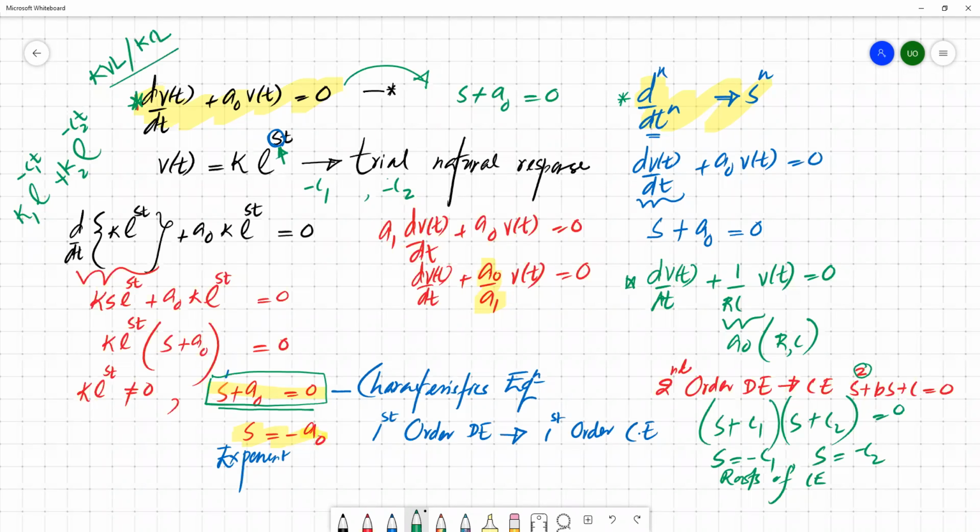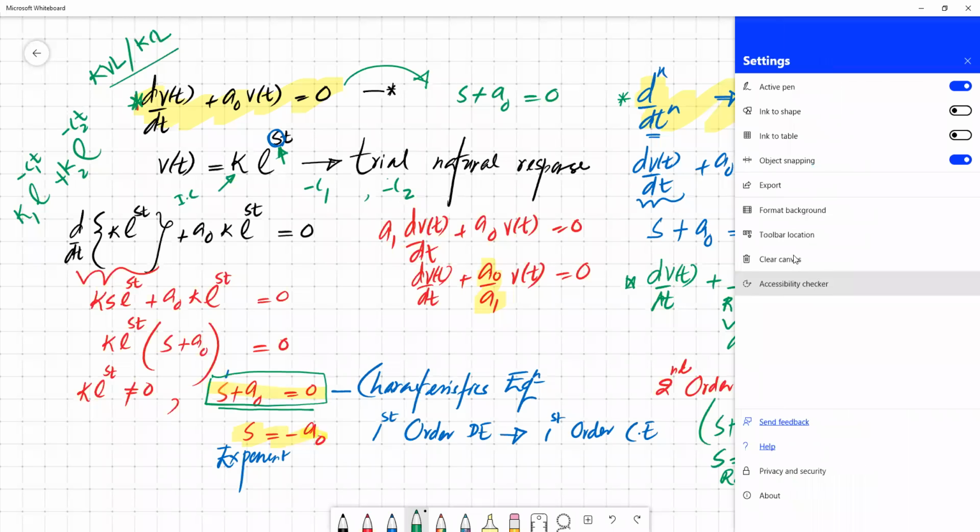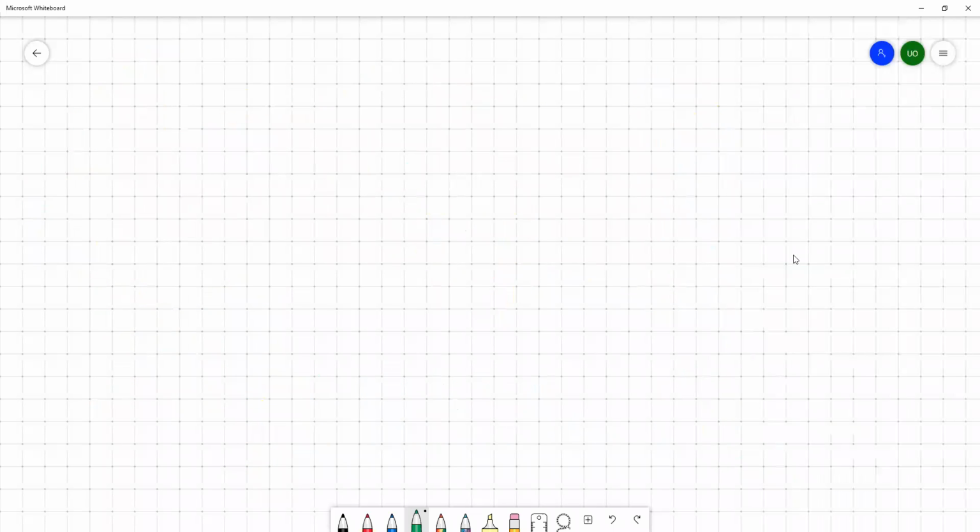Okay. So how do you get this k? It is actually through the initial condition. If you know the initial conditions, you can just substitute them into this expression and get the solution. So for example, now we know that the trial solution is in the form of k e to the power st.